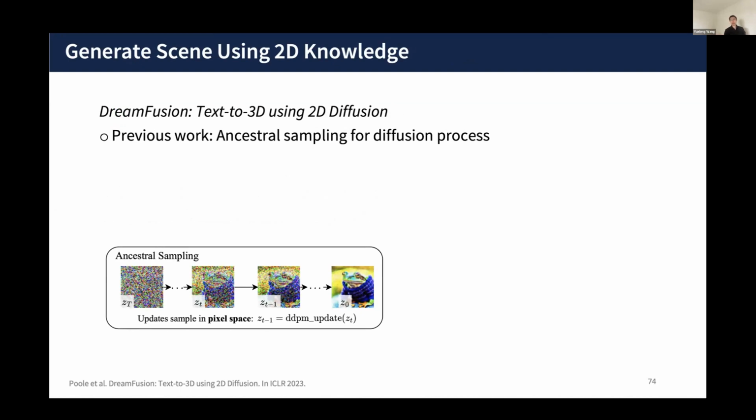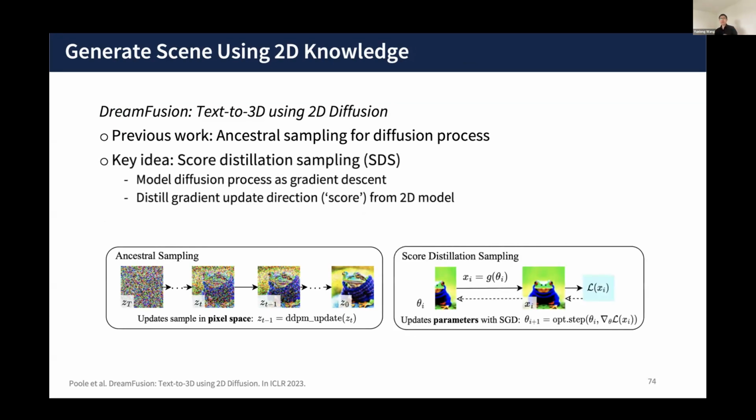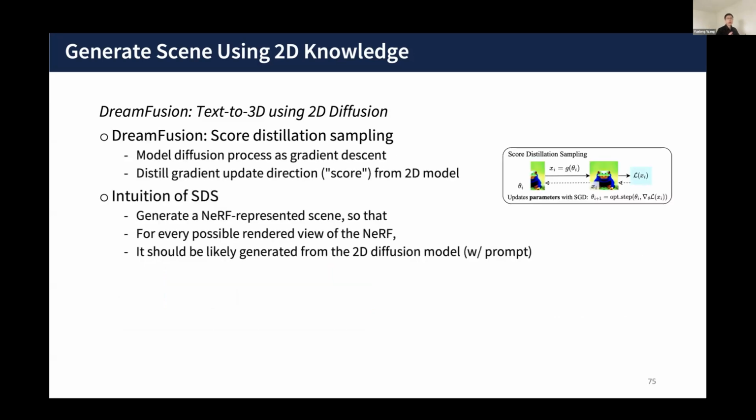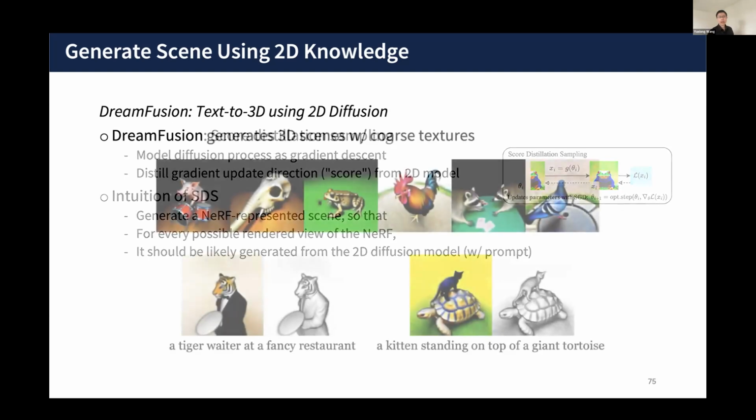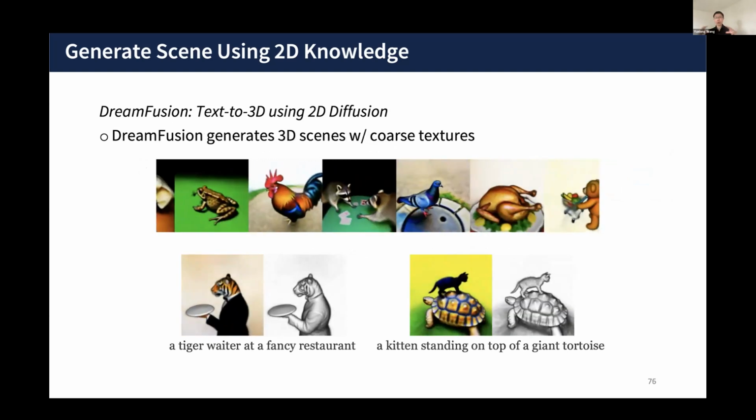While prior work on 3D generation relies on conventional ancestral sampling for the diffusion process, DreamFusion introduces score distillation sampling, SDS, which models the diffusion process as a gradient descent and distills from a pre-trained 2D generative model to guide the 3D diffusion. The intuition behind SDS is straightforward. It aims to generate a rendering result that resembles those produced by the 2D diffusion model when given the same instruction. This objective helps bring the two distributions closer together: the distribution of images generated by the 2D model and the distribution of the scene rendering result from random sample views. As shown here, DreamFusion generates 3D scenes with coarse texture.